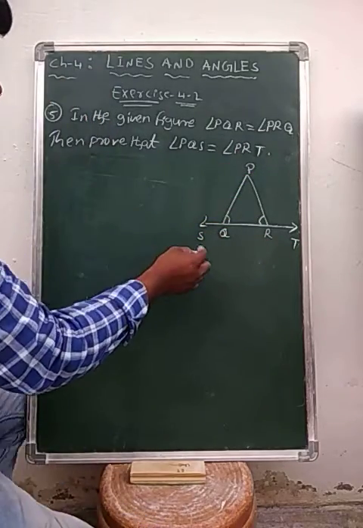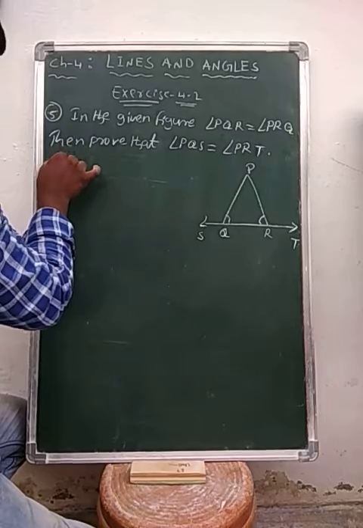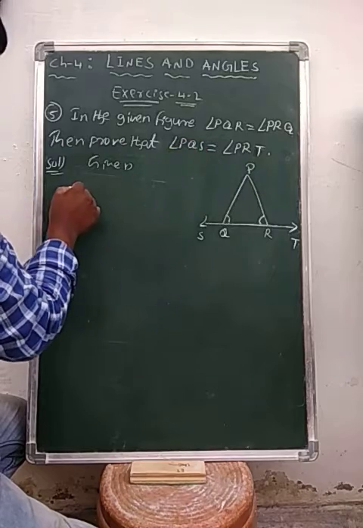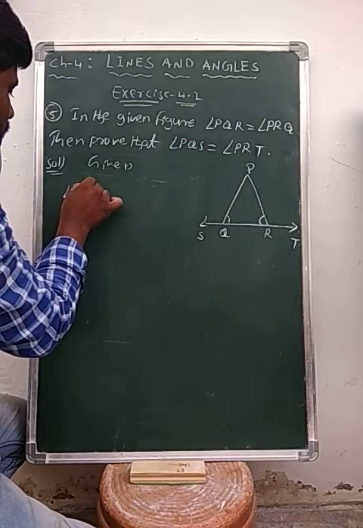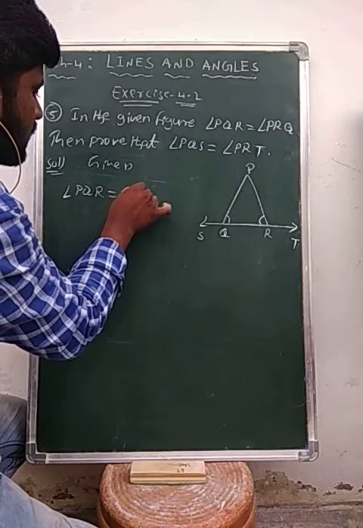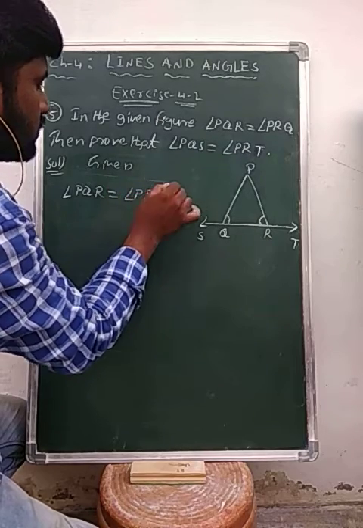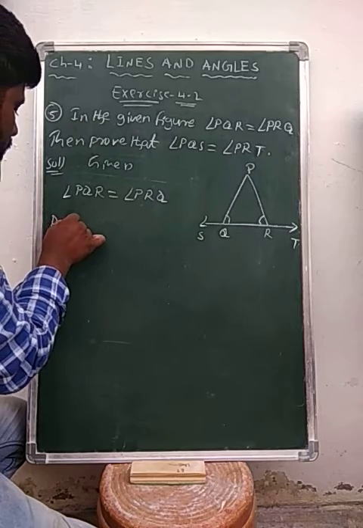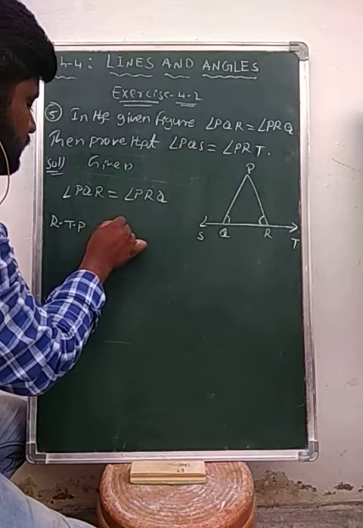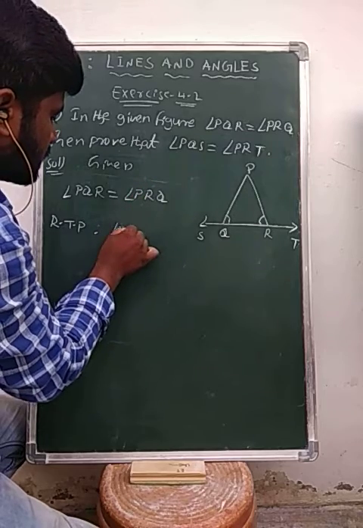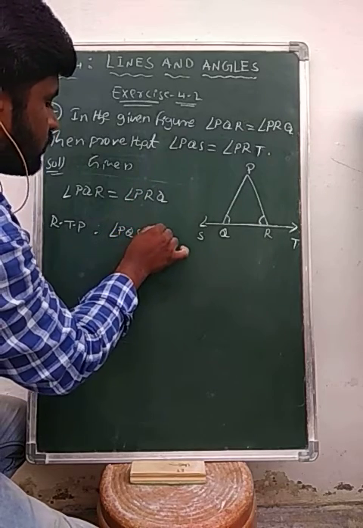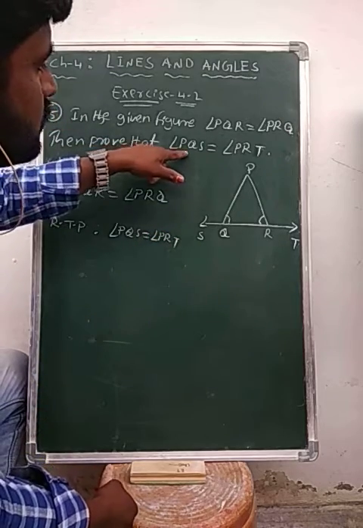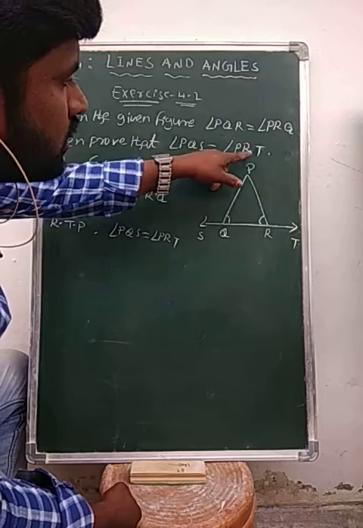Then what I am doing, see here, the given data. Given: angle PQR is equal to angle PRQ. And we need to show, required to prove, angle PQS is equal to angle PRT. Okay?